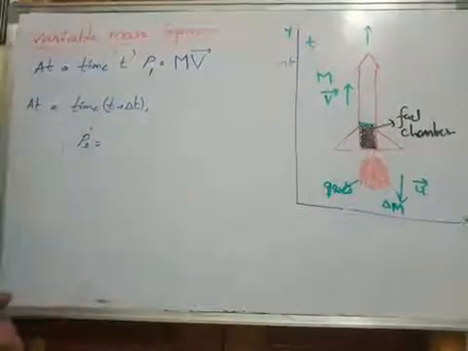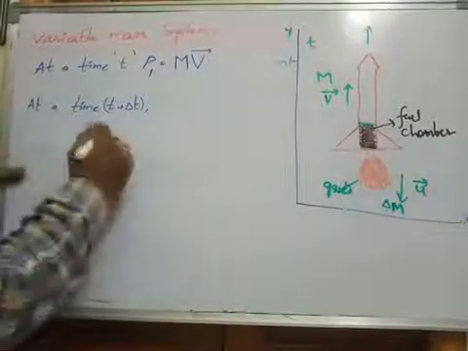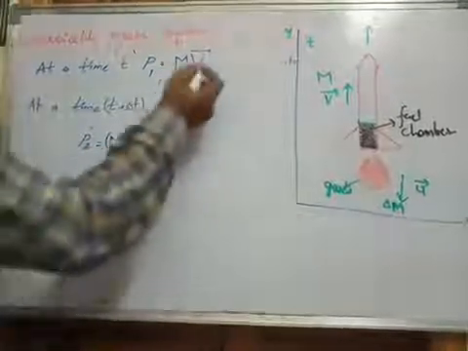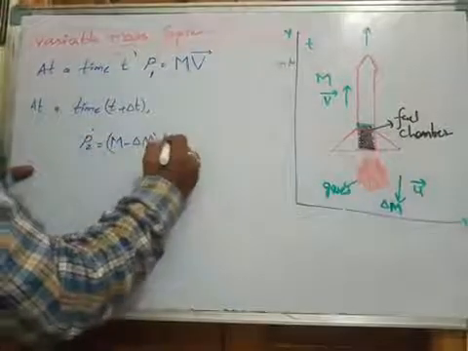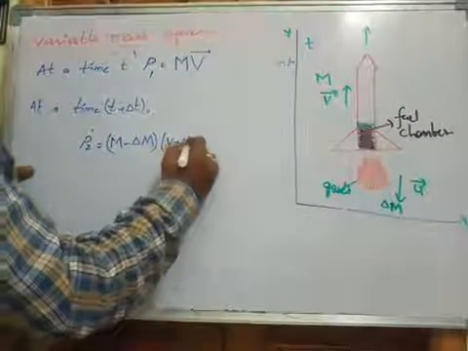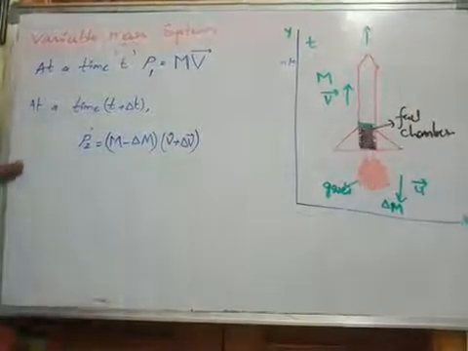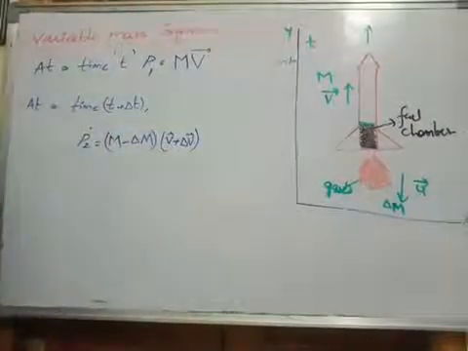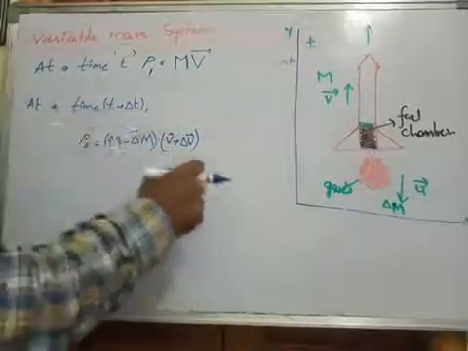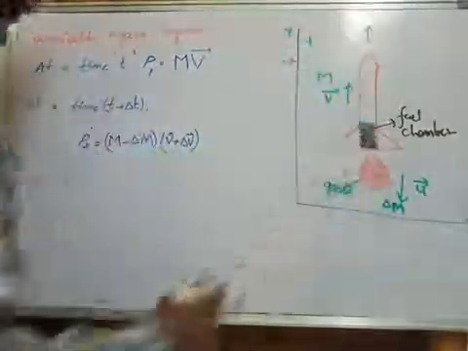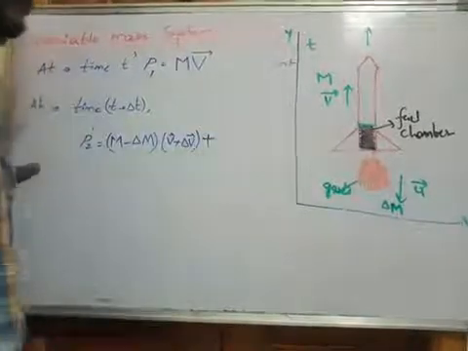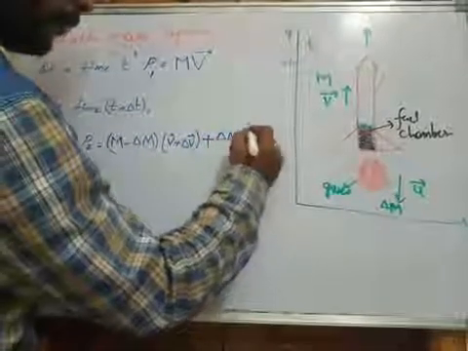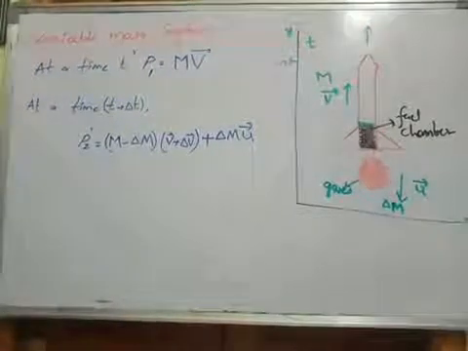As time increases, the mass decreases. The decreased mass can be written as M minus delta m. The velocity increases; the increased velocity is v plus delta v. The system is nothing but the rocket as well as the gases, so let us take the momentum of the gas also into consideration: delta m times u bar, where u bar is the velocity of the gases.